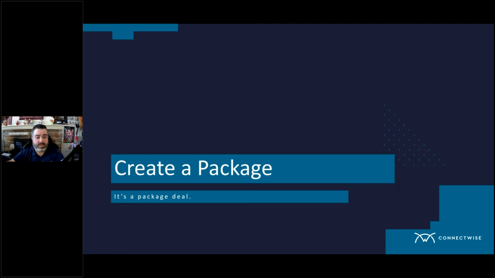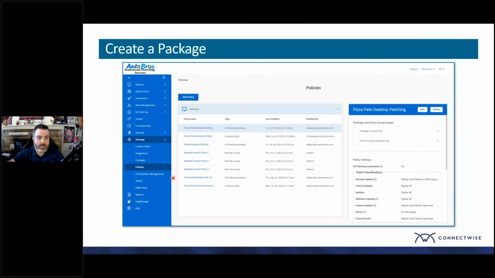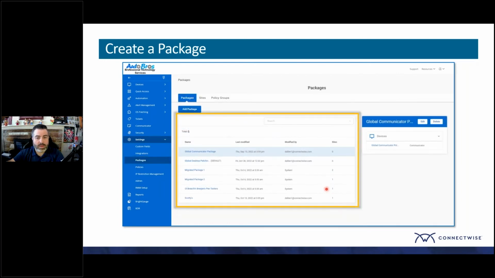So creating a package is also quite simple in Connectwise RMM. From the policies page, we can go right above to packages. And similar to the policies page, we do get a preview of the packages that we already have in the system. You can see our global communicator package, which is just for that communicator policy. We do have a global desktop patching package as well, and some other packages that have been brought into the system.